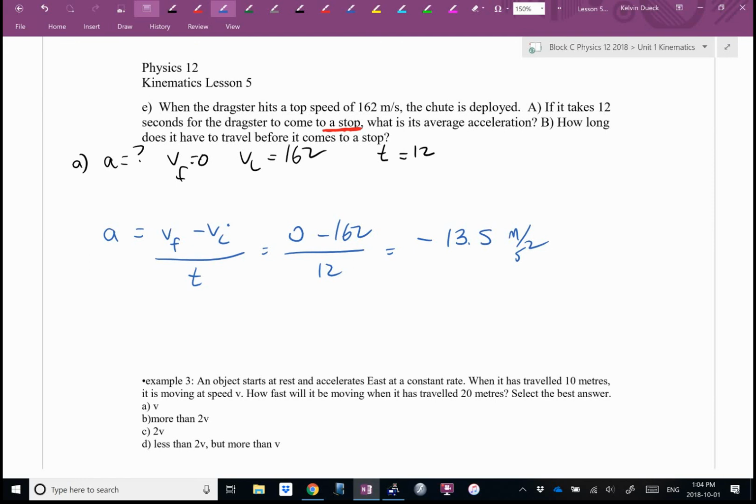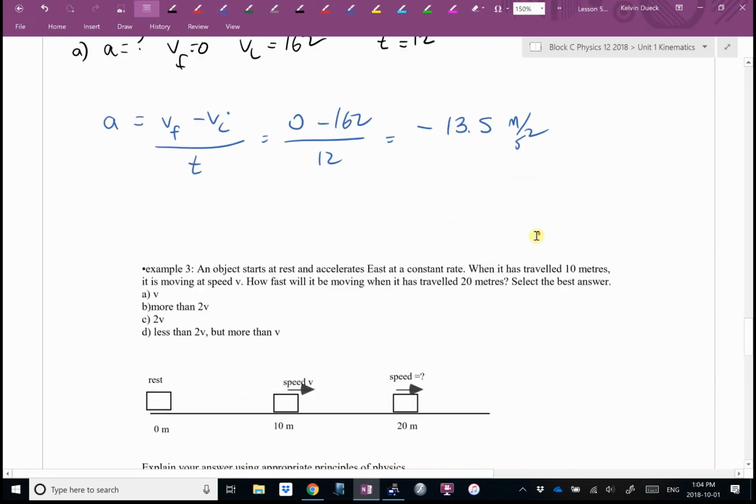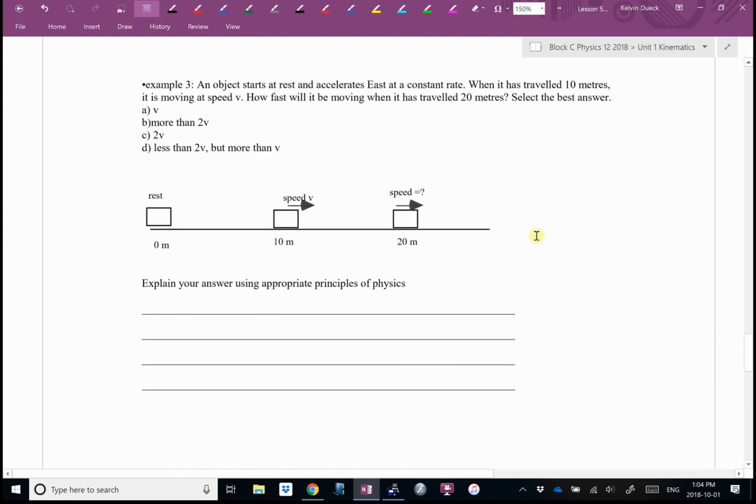That is kind of a quick review of the variations on the kinematics equations that we spent several weeks looking at last year. Time for another thought question. And once again, we're going to vote. So here's the question. An object starts at rest. I probably underline the phrase at rest. And it accelerates east at a constant rate. When it's traveled 10 meters, it's moving at a speed v.